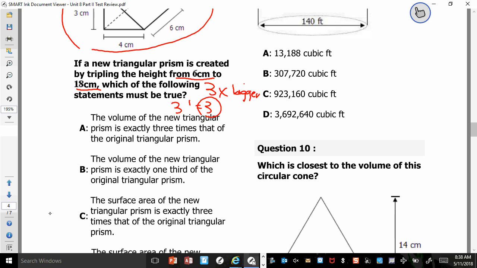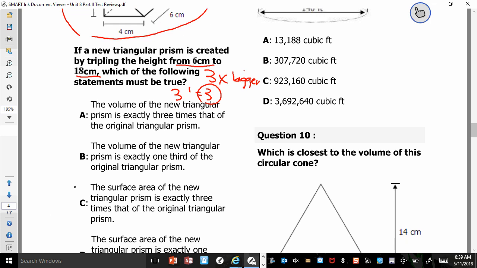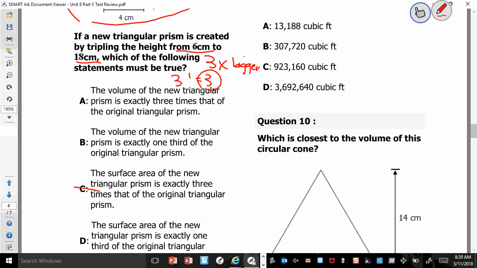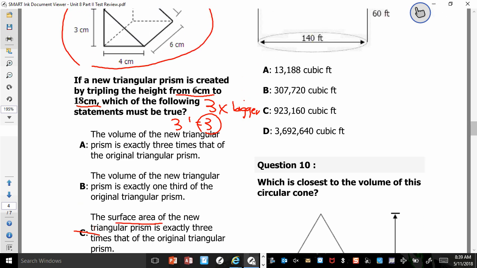Remember now, the volume of this is exactly 3 times the original. Remember, it doesn't apply to what? Surface area, right? So what's it have to be? The volume of the unit is 3 times bigger, right? Did I get that? Because it went from 6 to 18. If it went the other way, then it would be 3 times smaller, or 1/3 of it.